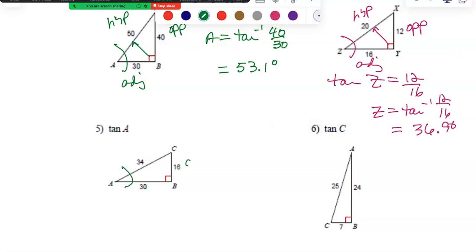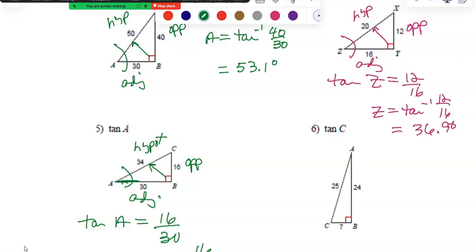Tan of angle A. This is opposite. Touching it is adjacent. And across from the right angle is hypotenuse. We don't use hypotenuse for tan. So the tan of A is 16 over 30. A is going to equal what? You should be saying 28.1 degrees. Last one, here we go.